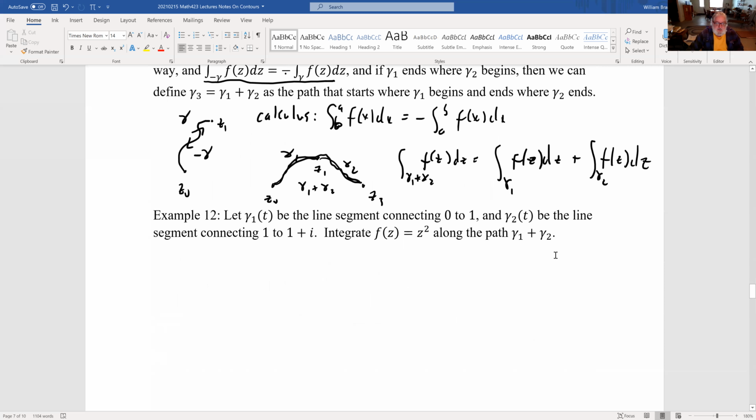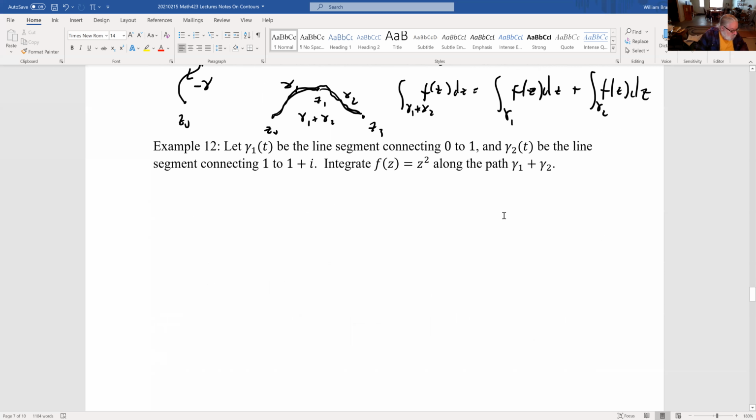Okay, so gamma 1 of t is the line segment from 0 to 1. Gamma 2 is the line segment from 1 to 1 plus i. So gamma 1 of t is just t. Gamma 2 of t is 1 plus it, and you run from 0 to 1. So what's the integral of z squared along this?